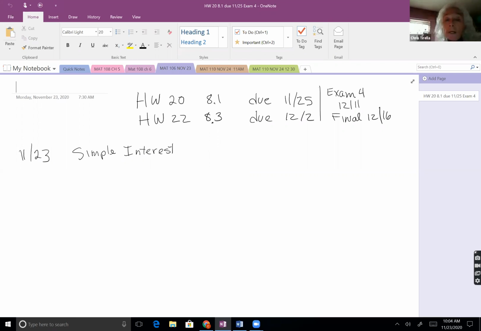Homework 21, section 8.2, we are not doing. I am skipping the section on income tax because the methods that Mr. Blitzer uses is totally different than what we do in New York State, so it's not really that helpful to folks. So then we're going on to section 22, which is on simple interest, and that's what we're looking at today. Before we get started, questions on anything?